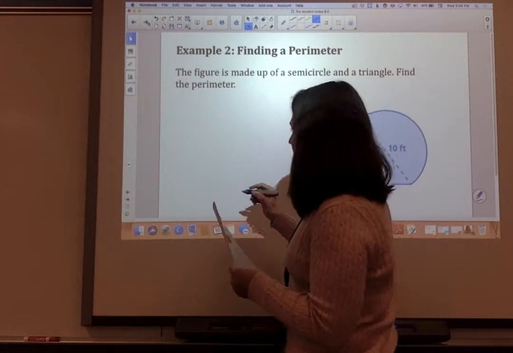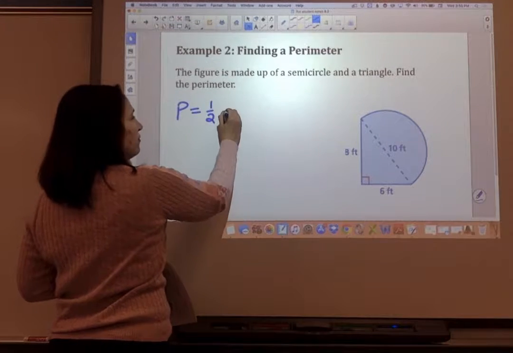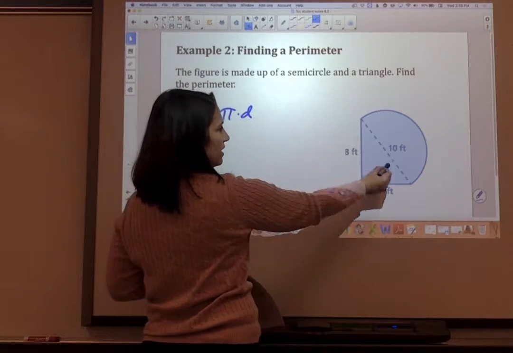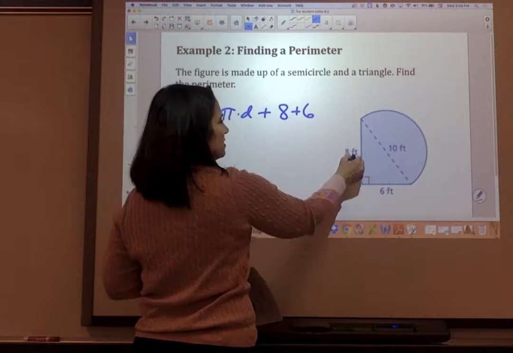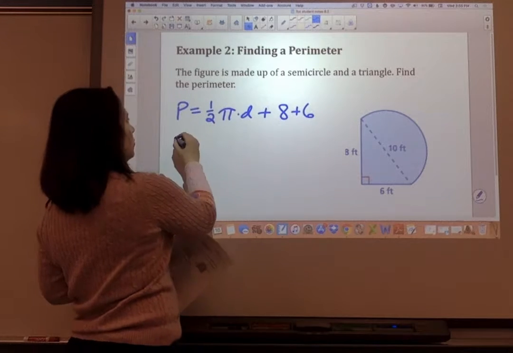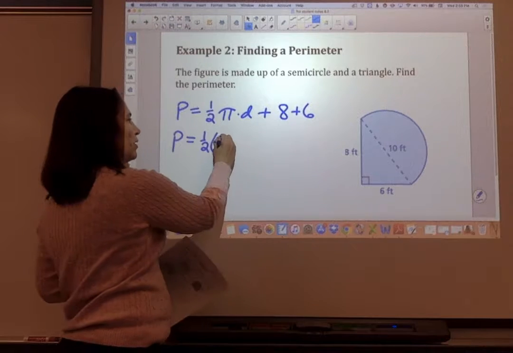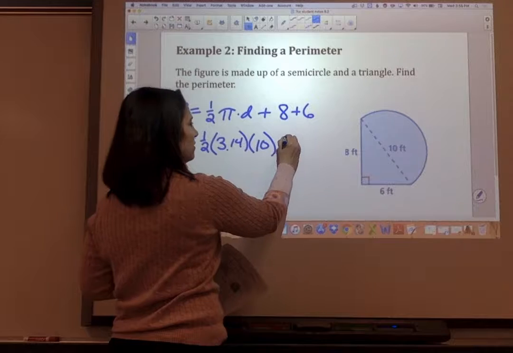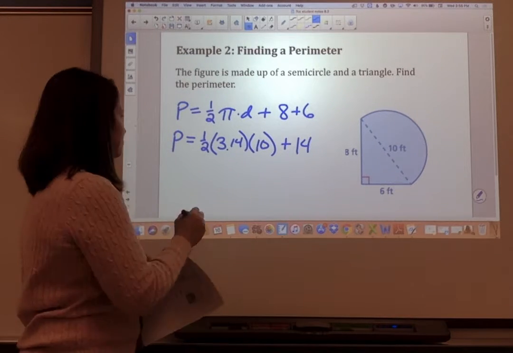So let's go ahead and set this up as perimeter equals 1/2 of pi times the diameter, plus 8 plus 6, since those are our extra sides. The diameter is 10. Now we'll go ahead and fill in what we know. So the perimeter is 1/2, we can use 3.14 for pi, times the diameter 10, plus, we'll combine our like terms here to make 14.